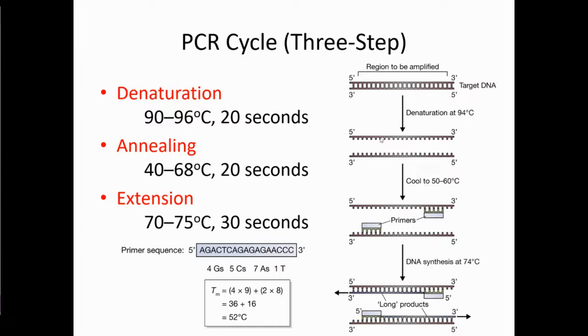Normally we set the annealing temperature 2 degrees below the melting temperature, which suggests more than 50% of the population will be double helix. So when they cool down from 94 to 50, more than 50% of primer will find their target and bind to the target sequence. Then increase the temperature to 70 degrees, which is the optimal temperature for the Taq DNA polymerase, and then they can perform the DNA synthesis. So that's the 3 steps, and that's one cycle.